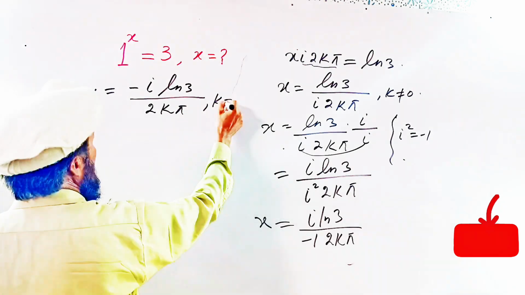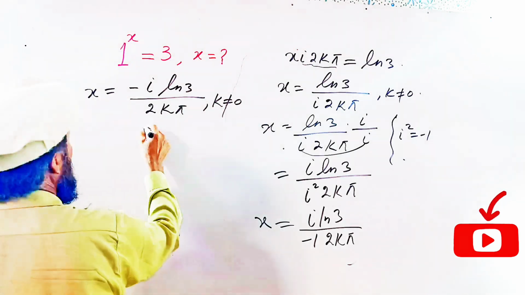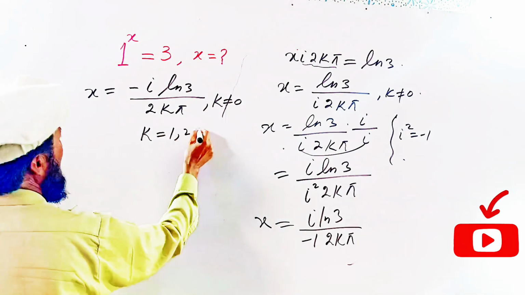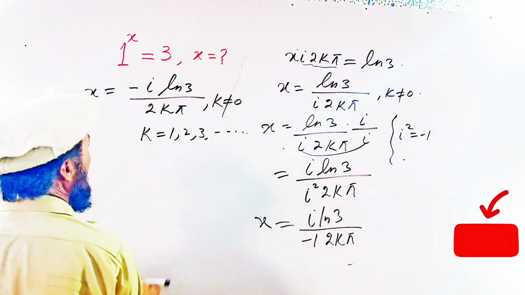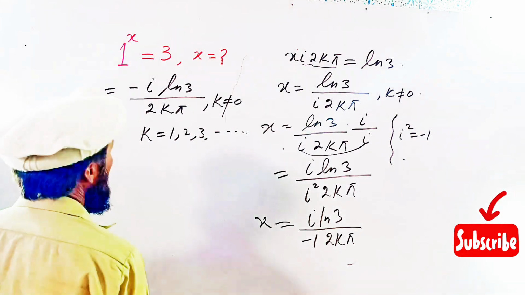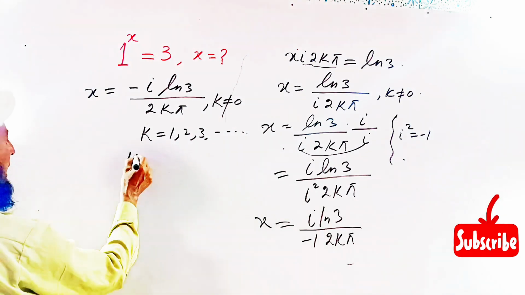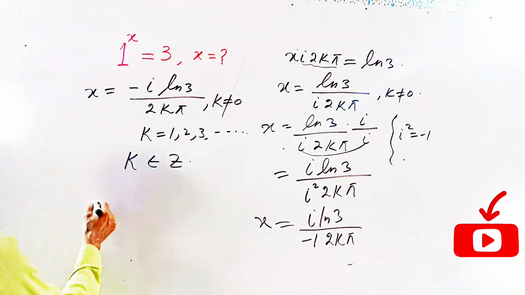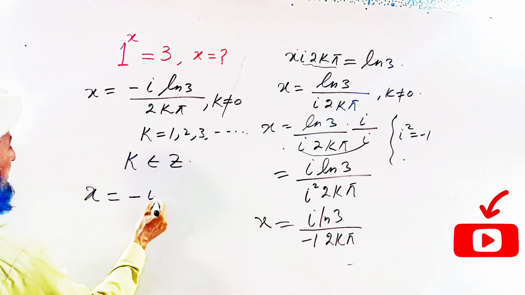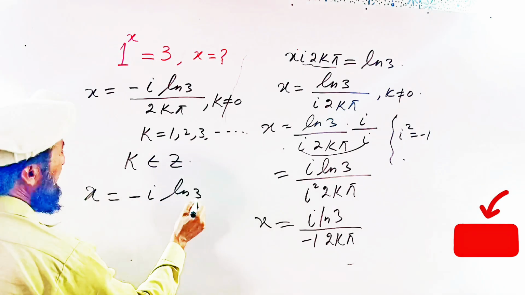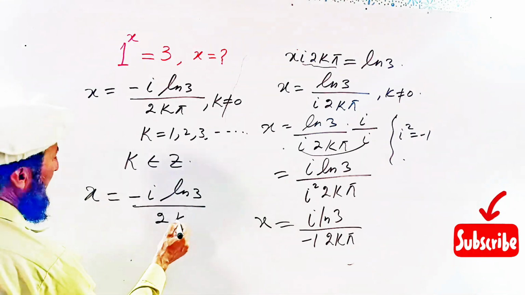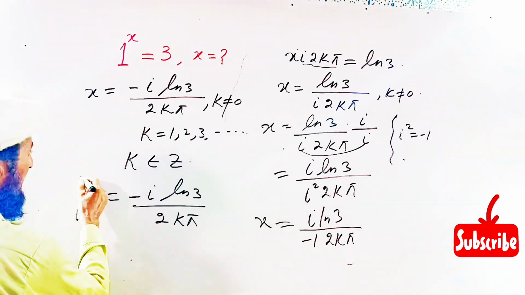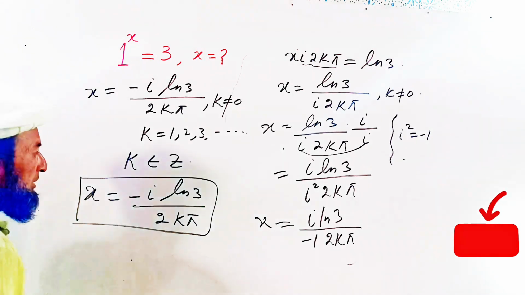And k is not equal to 0, and k is equal to 1, 2, 3 and so on, up to the general term 2k pi, and k belongs to Z, a positive integer. So the solution x is equal to minus iota log of 3 divided by 2k pi. That is the final solution in the complex form.